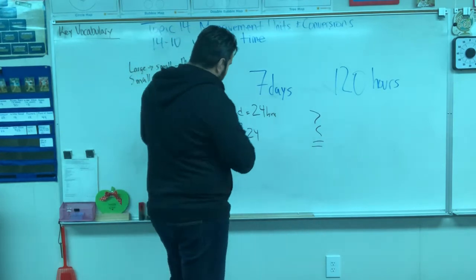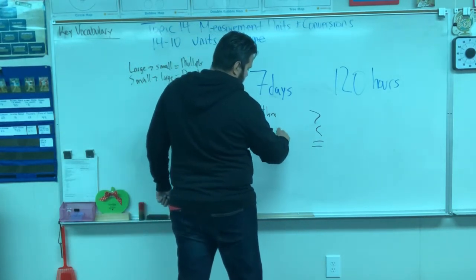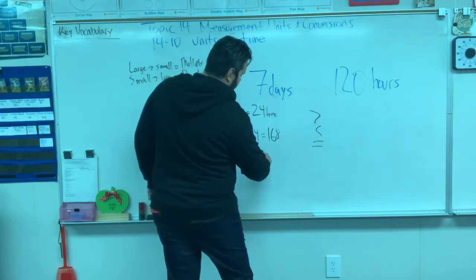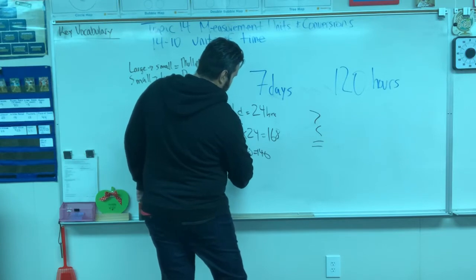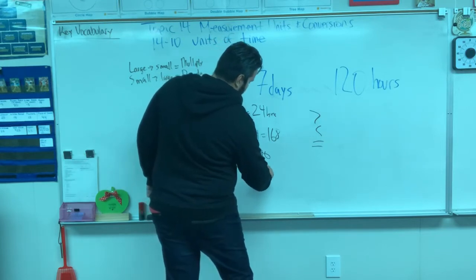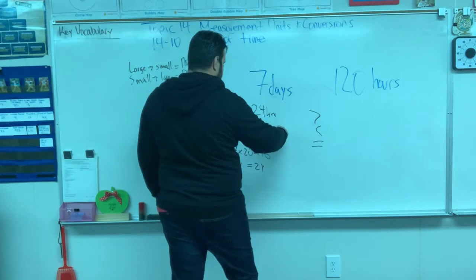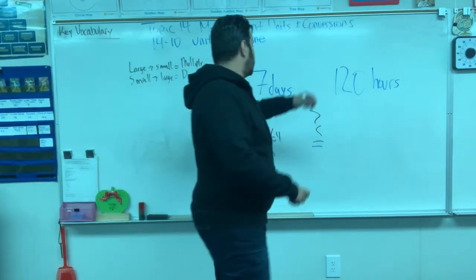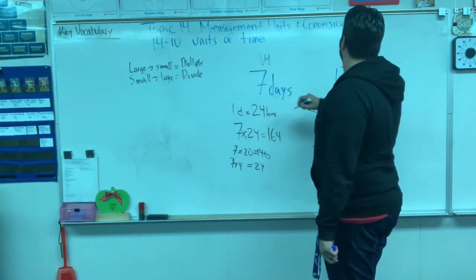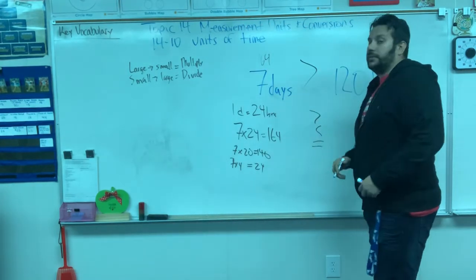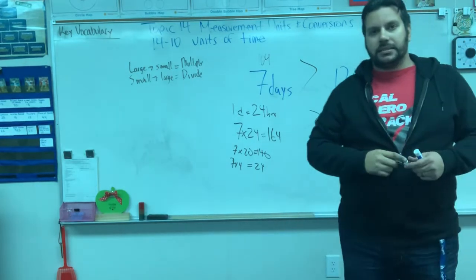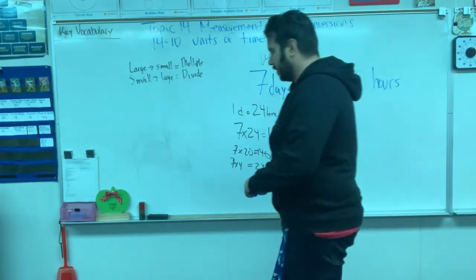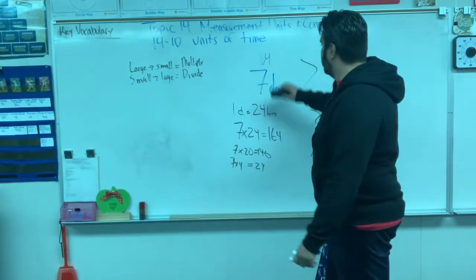Okay, that's probably good. Is it 168 hours, right? 7 times 20 is 140. 7 times 4 is 28. 168 hours. Whew. See, I'm losing it. 168 hours compared to 120, no comparison. Okay, 7 days, a week, is longer than 120 hours. Okay, next comparison.